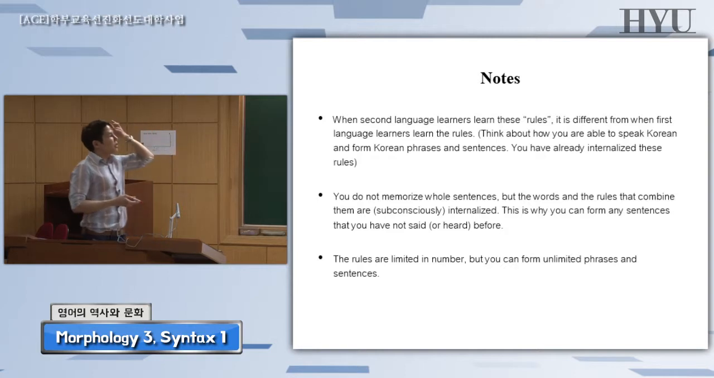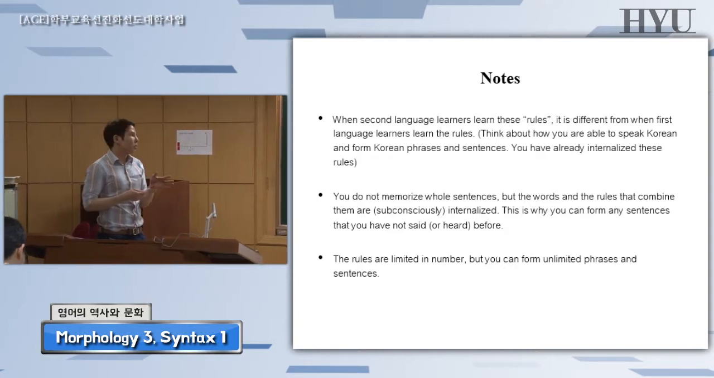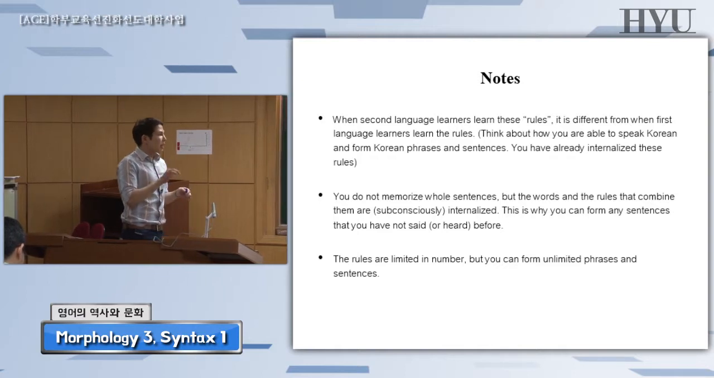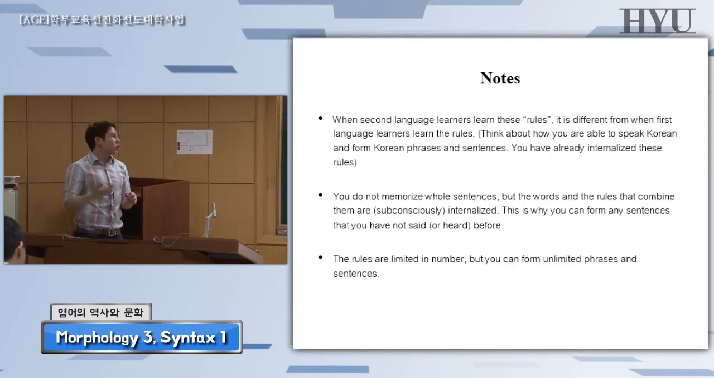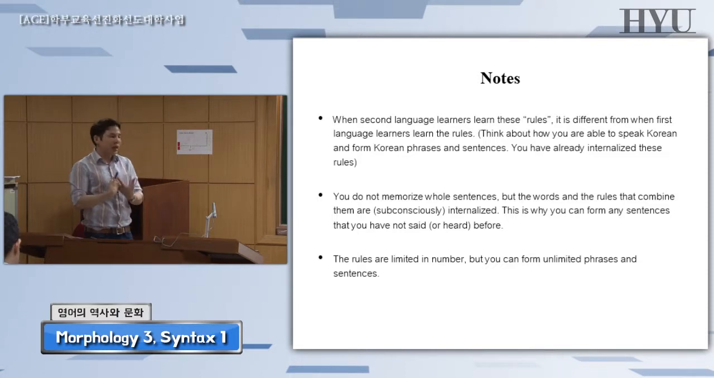And when second language learners learn these rules, it's different from when first language learners learn the rules, because when second language learners do it, it's usually conscious rules. So when you study English, for example, you are told where to put the subject, where to put the verb, where to put the object. That's a conscious rule. But when native speakers learn it, it's unconscious, and they cannot explain, but they can form grammatical sentences.